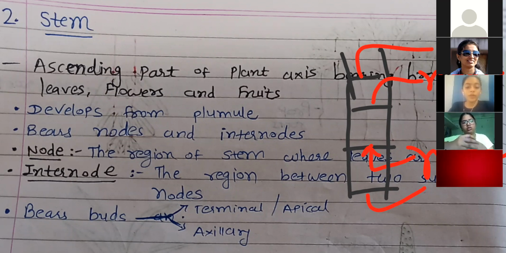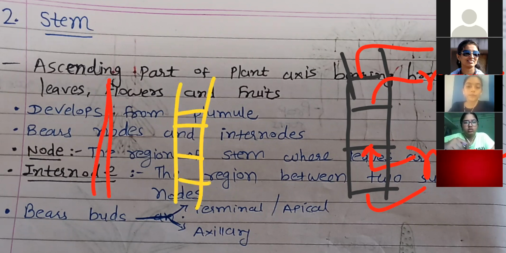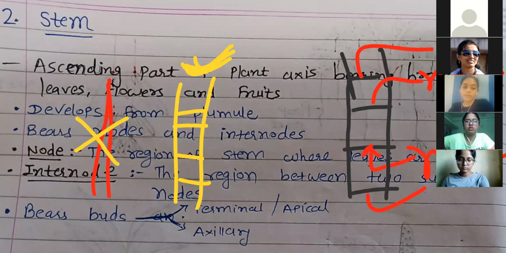If anybody gives you two pieces, one like that, other like this, how can you identify which one is a root, which one is a stem? On the stem, these nodes and internodes are present, which are absent in a root. Remember, nodes and internodes are absent in the case of root, but are a peculiar feature of a stem.